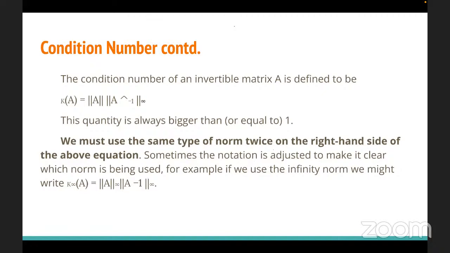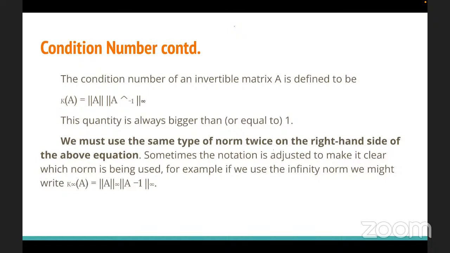Now, whenever we are doing condition number, like I said, we've seen 3 types of matrix norm. But whenever we are doing condition number, we must use the same norm twice. That is, you cannot use one norm to calculate the norm of A, then use infinity norm to get the norm of the inverse. It doesn't work that way. It has to be the same norm.